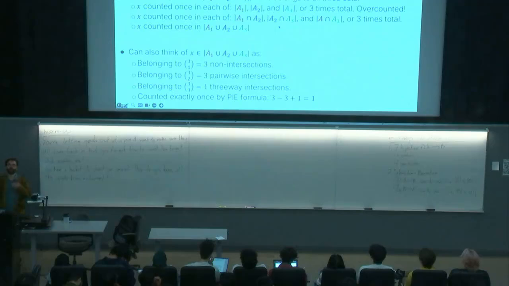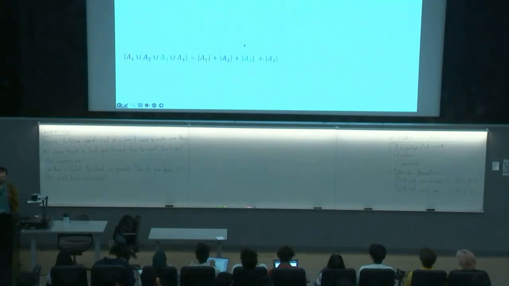We can also observe a pattern here, which is that we can think of X, and again, sorry, these should be caps, not cups. These are intersections, as belonging to 3 individual sets, right? It's in all of the sets separately. It belongs to 3 pairwise intersections, and it's also in 1 3-way intersection. And that's what the principle of inclusion-exclusion formula gives us. Okay. All right, let's keep going.